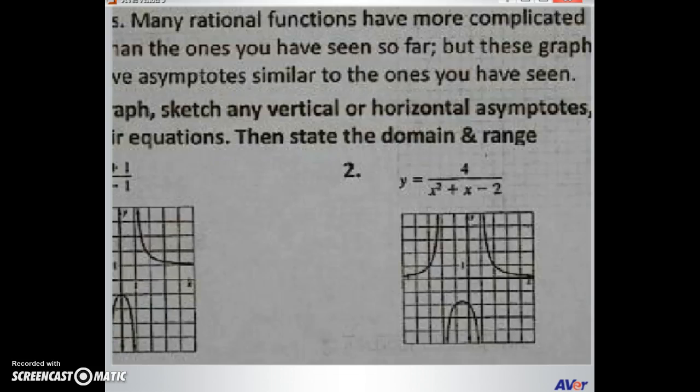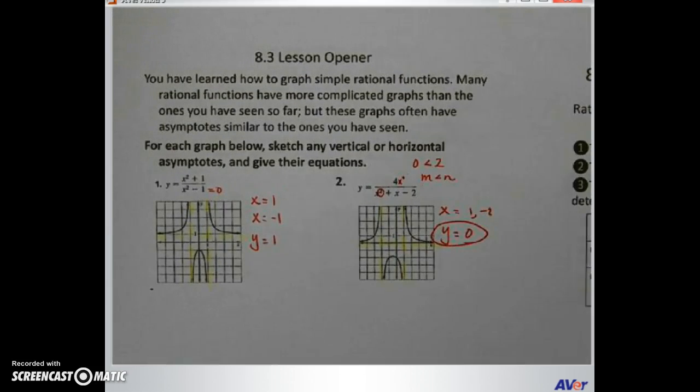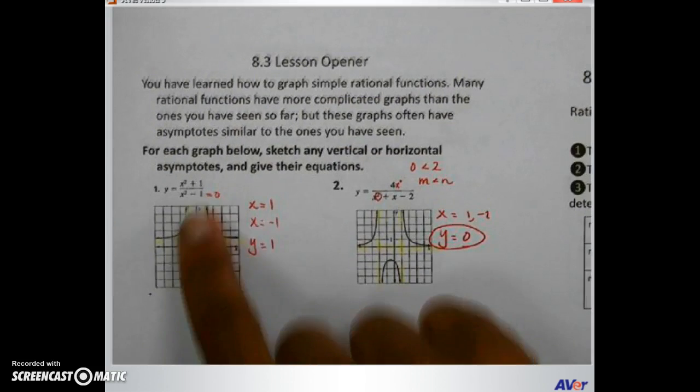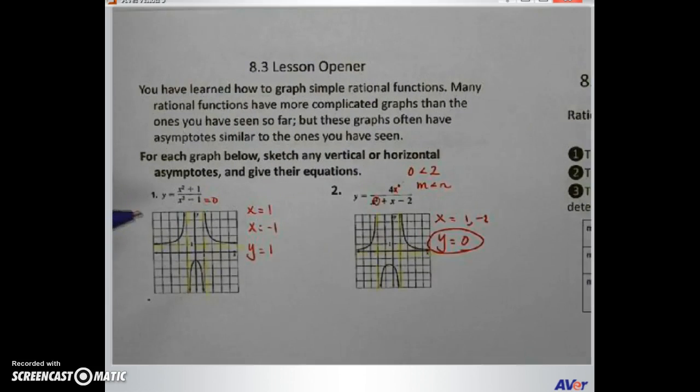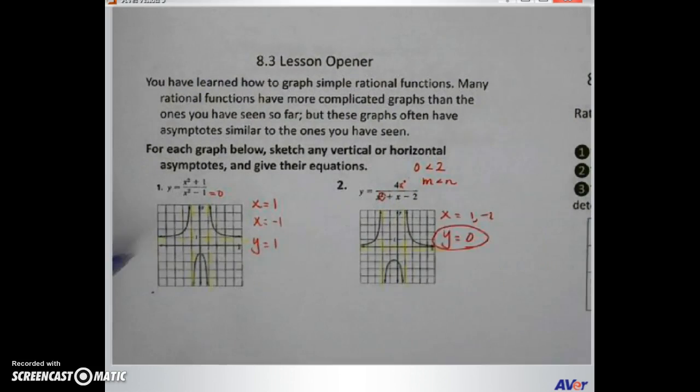Alright, so here we are, and our lesson opener. Now that you've learned how to graph the simple ones, what we would like to do is to sketch the vertical and horizontal asymptotes and give their equations. So if we're doing that, I don't know if you can see mine very well for this first one, but you know that your graph should approach it.